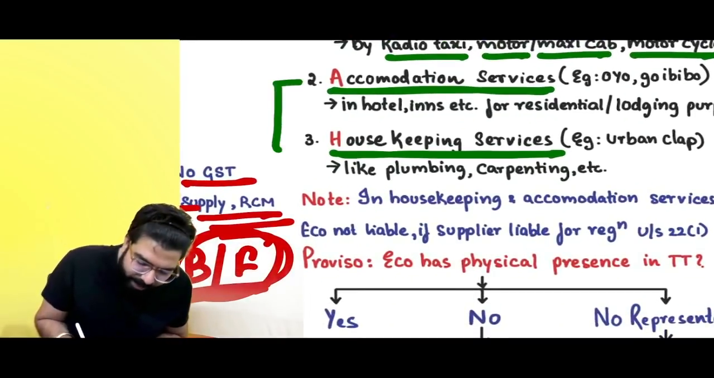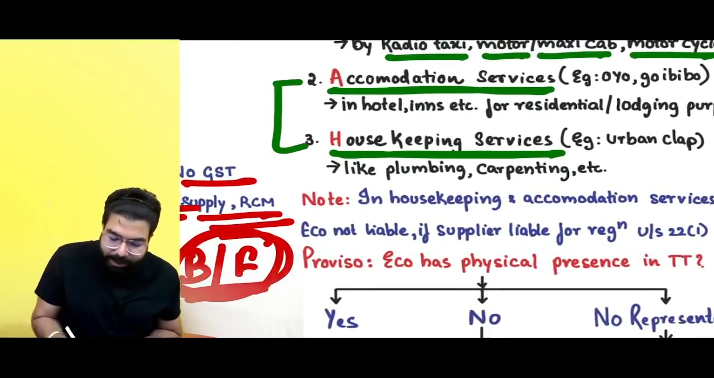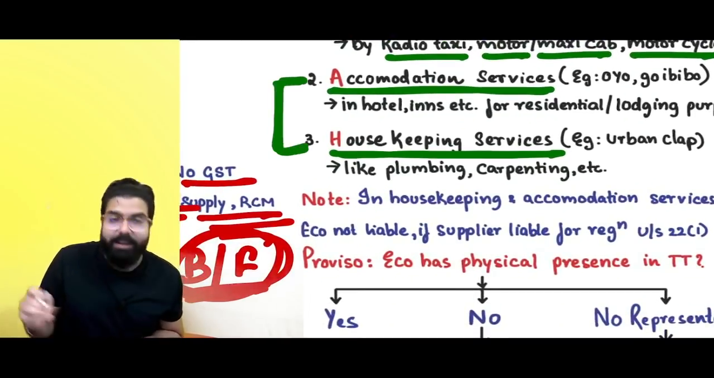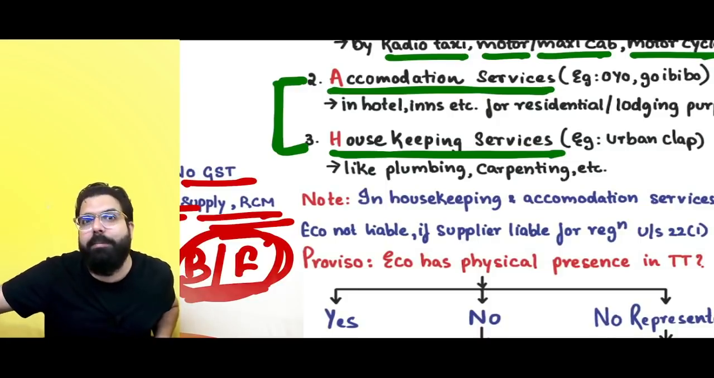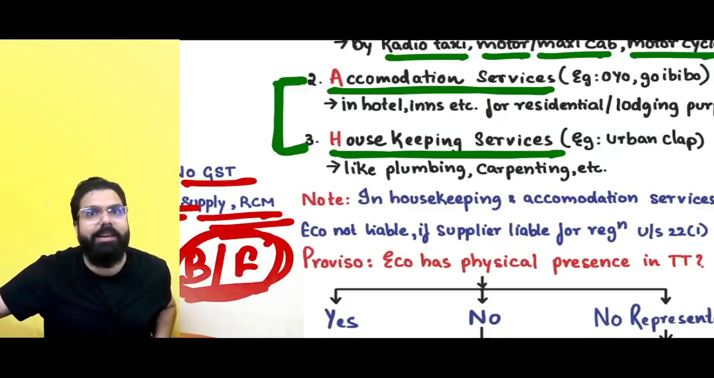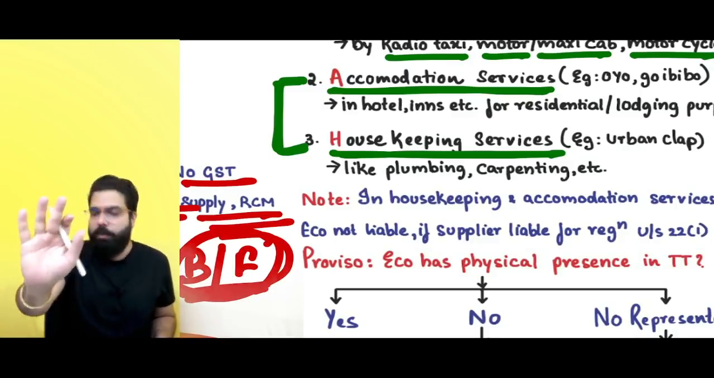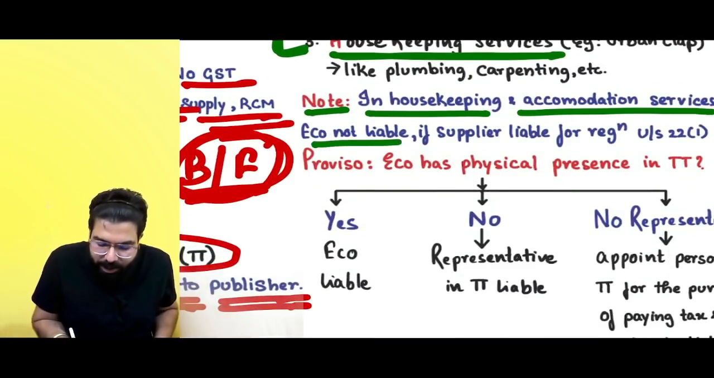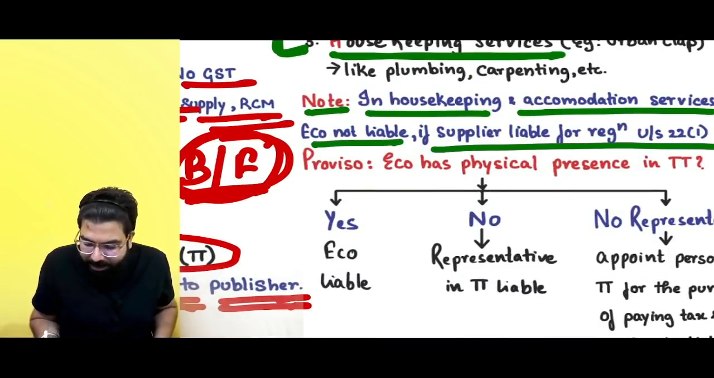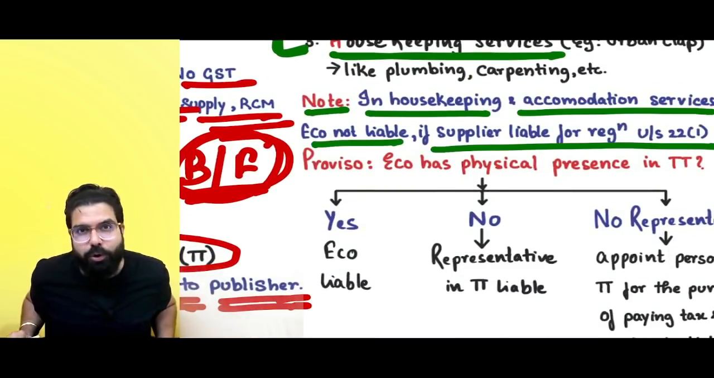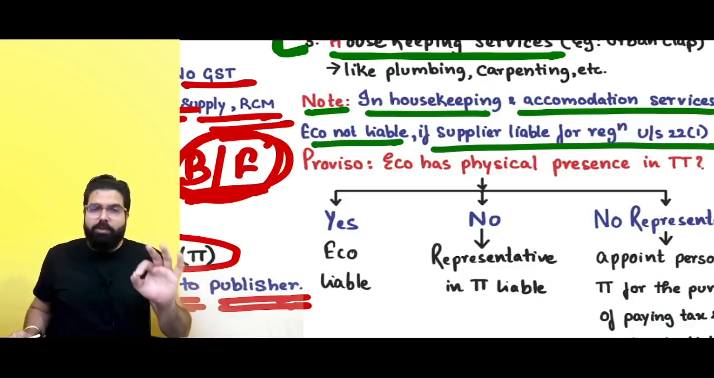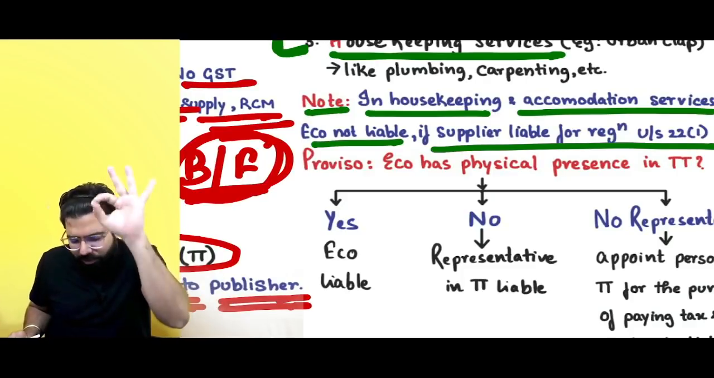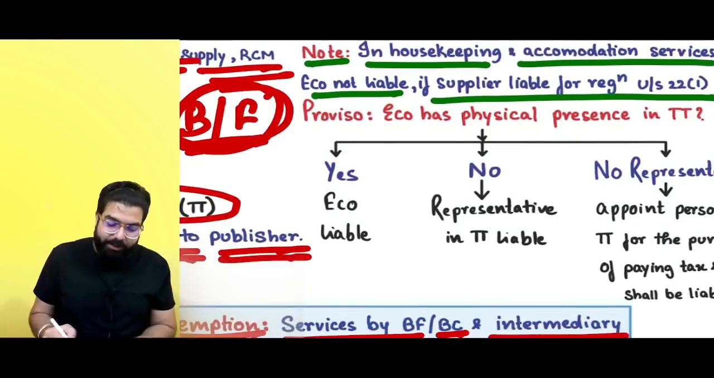If accommodation and housekeeping services are provided, and the supplier is liable for registration under section 22, then the supplier shall be liable, and the e-commerce operator shall not be liable. Note, in case of housekeeping and accommodation services, the e-commerce operator is not liable if the supplier is liable under section 22 subsection 1. Housekeeping, accommodation, transportation service, HAT. Done, sir? Point is clear.